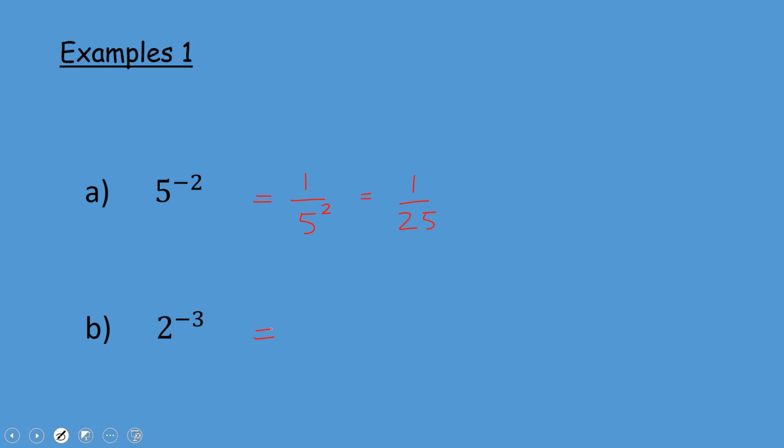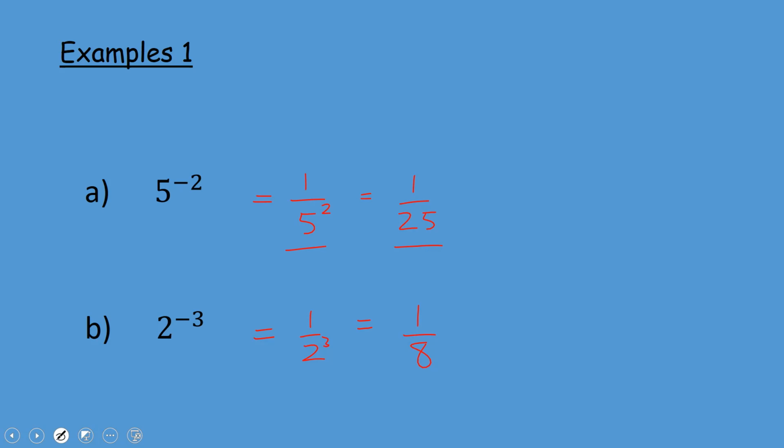So let's look at example B now. All we've got is 1 over 2 to the power 3. 2 to the power 3 is obviously 8. So we've got 1 over 8. So in the task you're going to do next, what I'm looking for is to have it in your answer in this form and in this form.